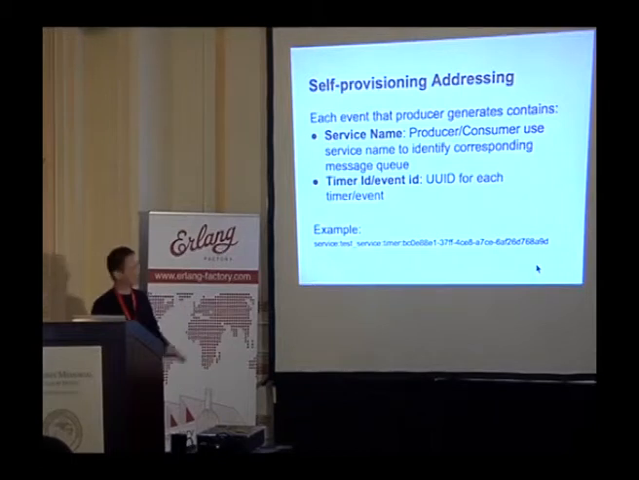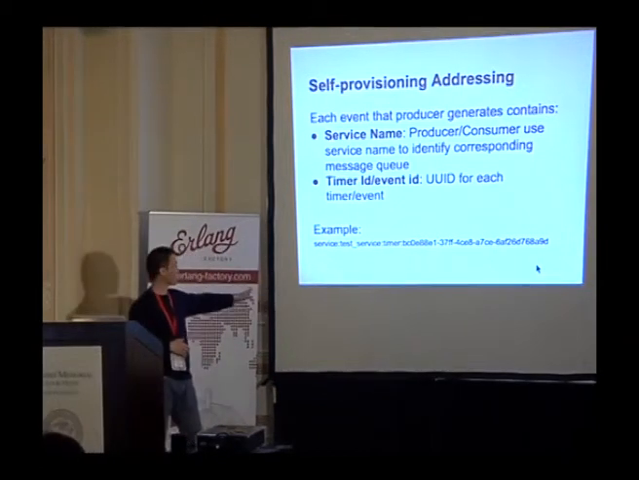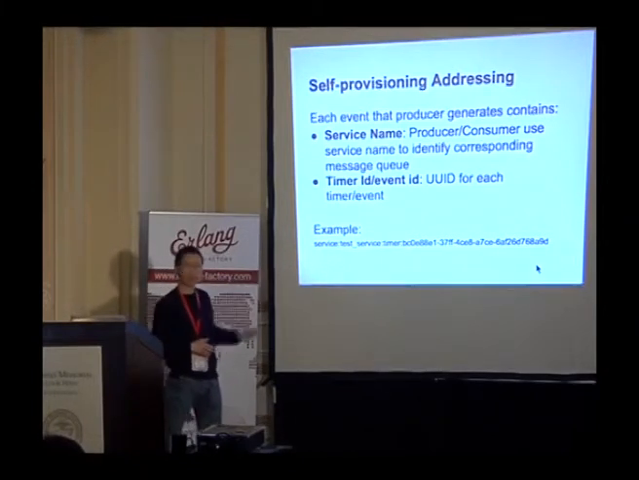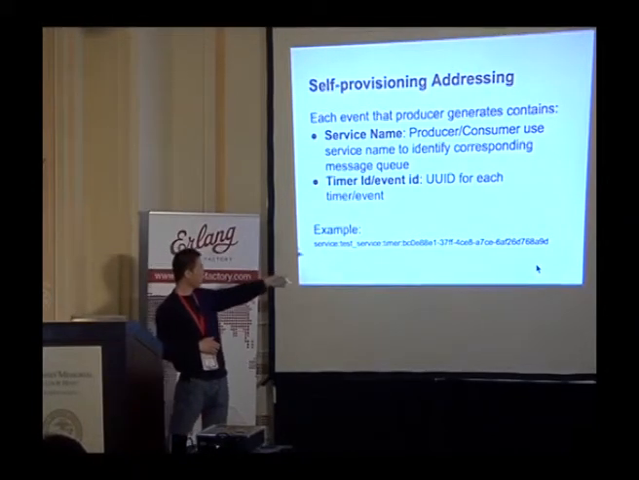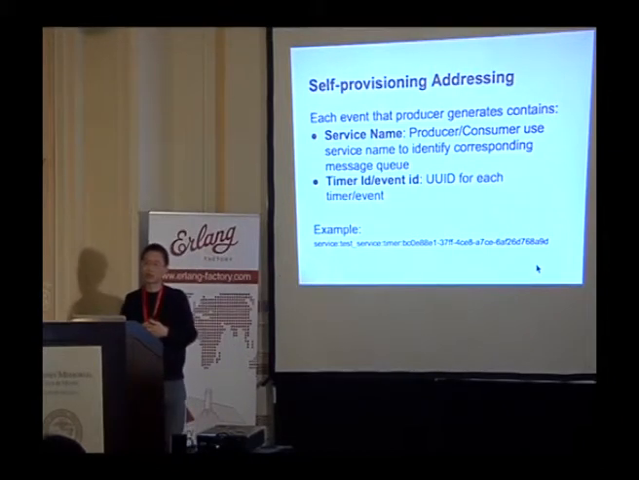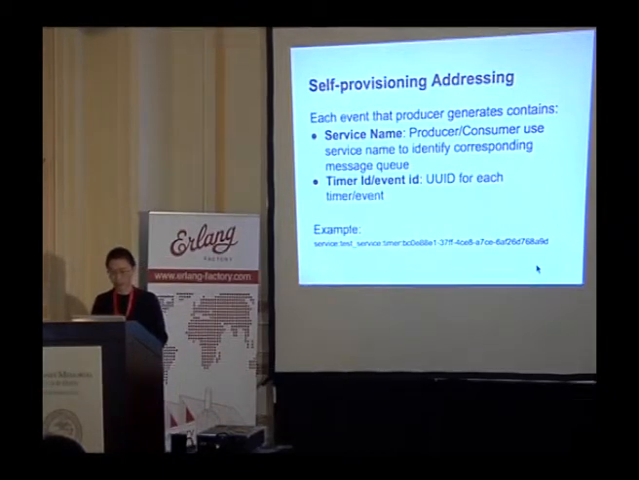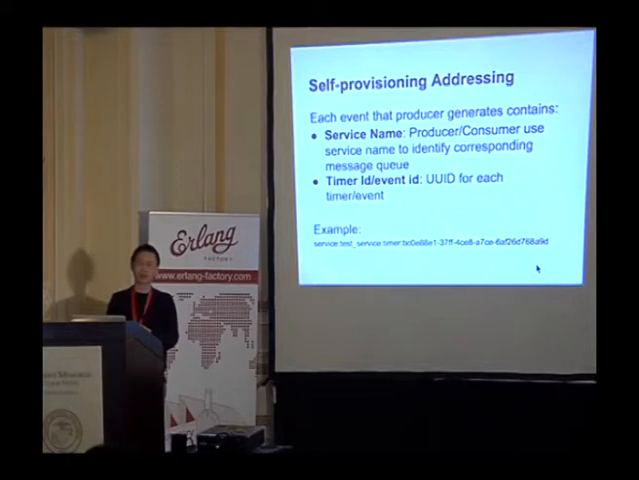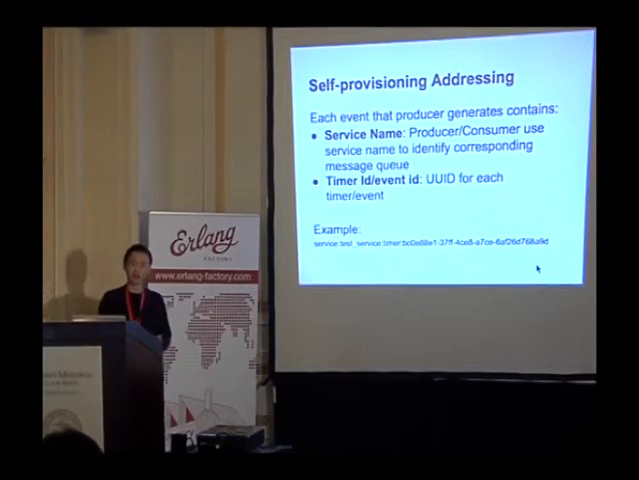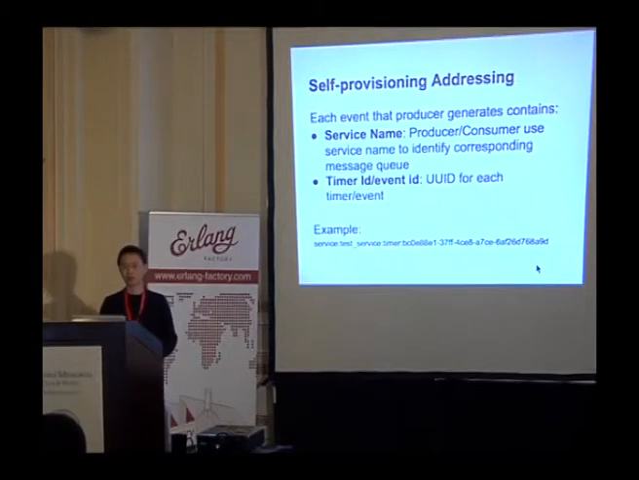So here is an example. For each event, we have a prefix as a service, then you specify your service name, then a colon, then the timer. The last portion is just a UUID to identify your timer. Using such an addressing schema, any new service can be added easily into this system, and you don't have to provision or ask anyone to touch your network.